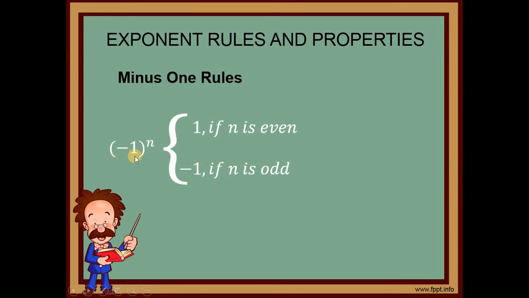If we have negative 1 raised to n, dalawa yung magiging posibleng kalabasan. Equal siya sa 1 if n is even. Equal siya sa negative 1 if n is an odd number. So let's have an example. If we have negative 1 raised to 20, the answer is 1. Bakit? Kasi yung 20 is an even number. Okay, next. Negative 1 raised to 19 is equal to negative 1. Bakit naging negative 1? Kasi yung 19 is an odd number.